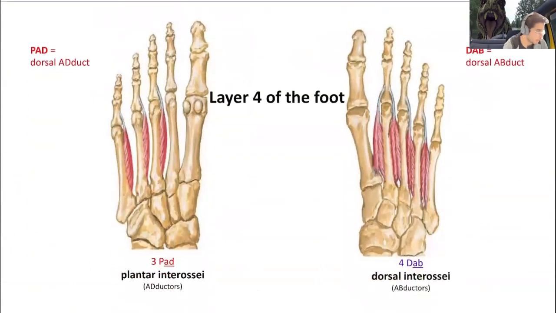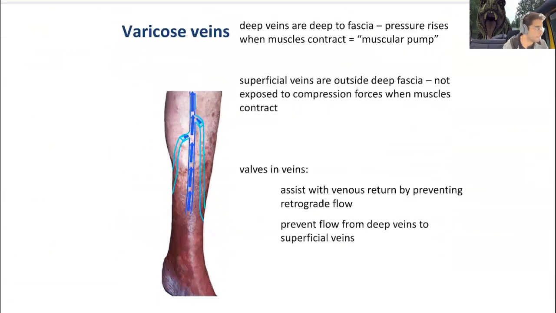PADs and DABs, same thing again. Now, you need to know the specific innervation: the plantar interossei are your adductors, and DABs are your dorsal interossei abductors, right? Four DABs, three PADs, okay?